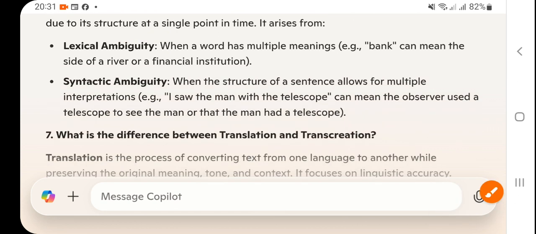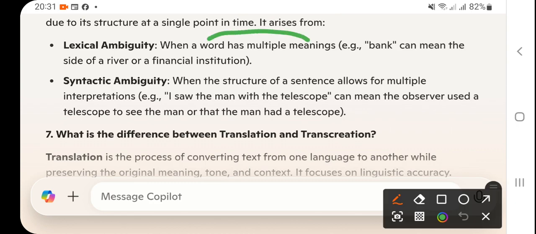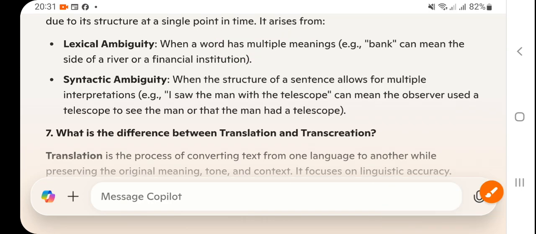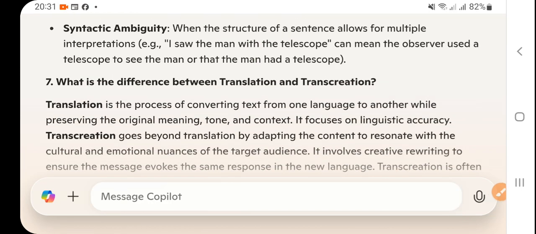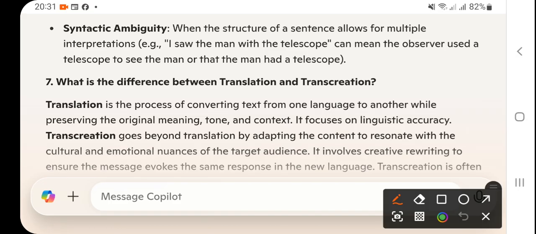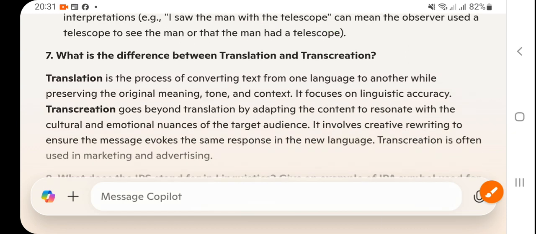For example, lexical ambiguity is when a word has multiple meanings. We had already discussed that some words have multiple meanings. Bank is very common. Number 2, syntactic ambiguity, is when the structure of a sentence allows for multiple interpretations. I saw the man with a telescope. My dear students, please remember these common sentences. It can mean the observer used a telescope to see the man, or that the man had a telescope. So please remember these examples.